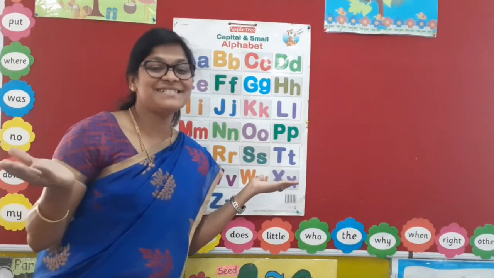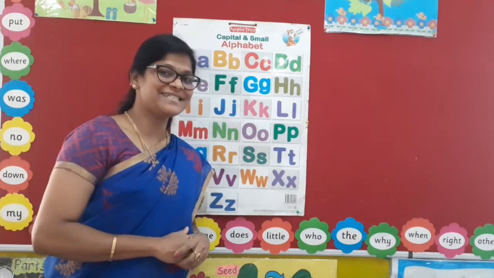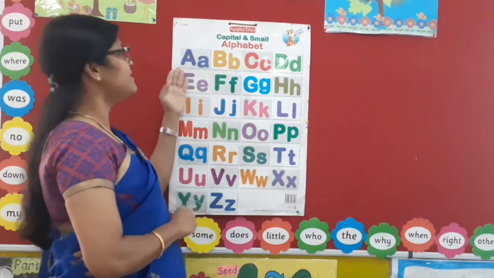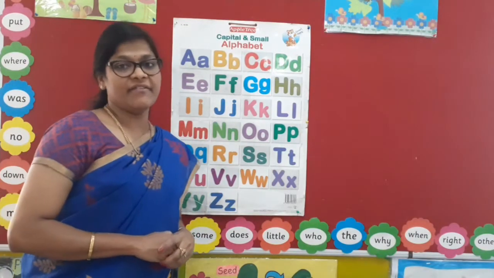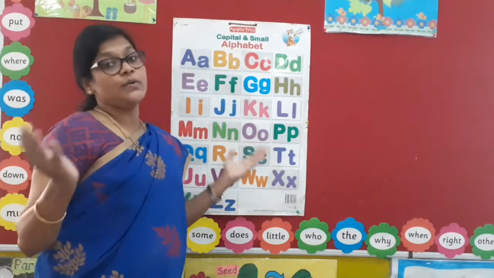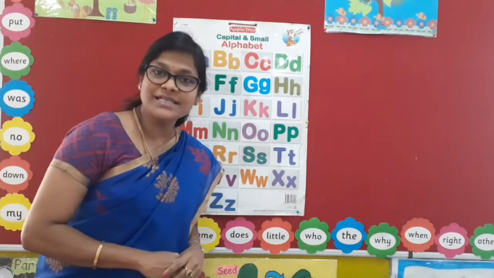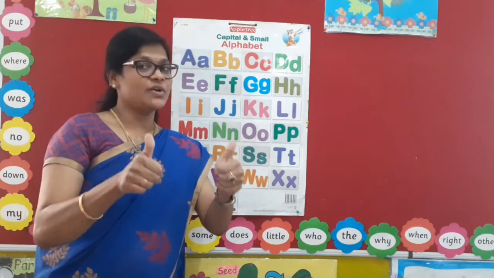Practice singing this ABC song at home. Okay, my dear kids? Come on, let's identify the letters A to Z. First, you listen carefully, then you repeat after me. Okay, children? Do you know how many letters are there in the alphabet? 26 letters, you all are right.